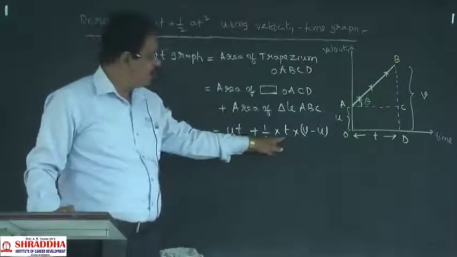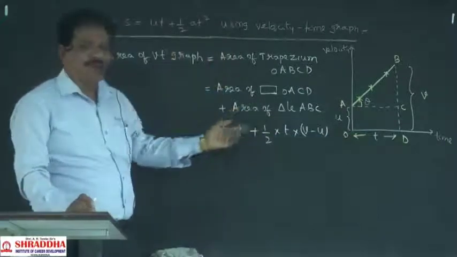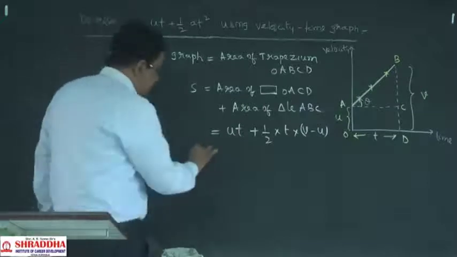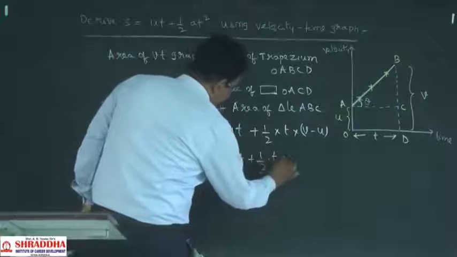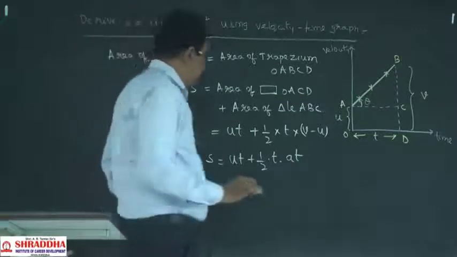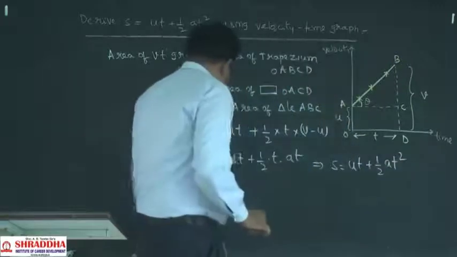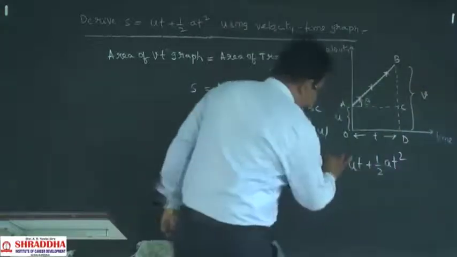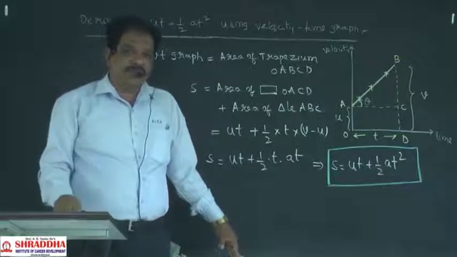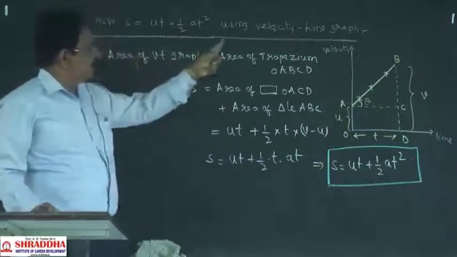Half into base into height, half into AC into BC. AC value will be t, BC value will be v minus u. Area of the velocity-time graph is equal to displacement. So s = ut + 1 by 2 t into (v minus u), and v minus u is equal to at. So what will we get as the final value? s = ut + half at square. Like this, we can derive s = ut + half at square using the velocity-time graph.